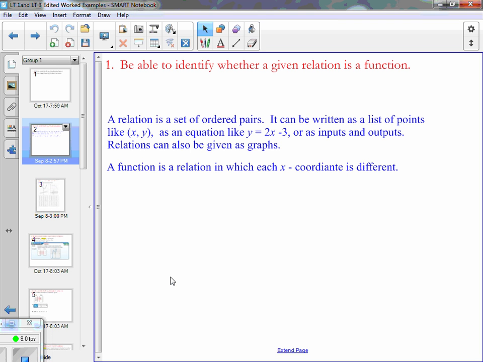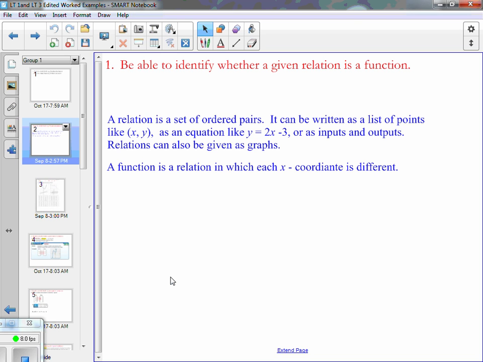Now, you've heard the word relation before, but you probably barely ever worked with them. Because the kind of relation that we really like in math, and it's not the only one that we like, but the one that we like the most is a function. And all a function is a relation in which each x coordinate is different. It's a set of ordered pairs where every x coordinate is different from every other x coordinate. Okay? No two x coordinates are the same. That's the difference, and that's the only difference between a function and a relation.